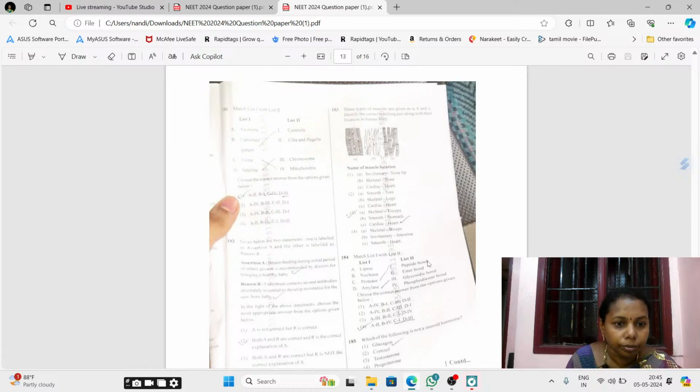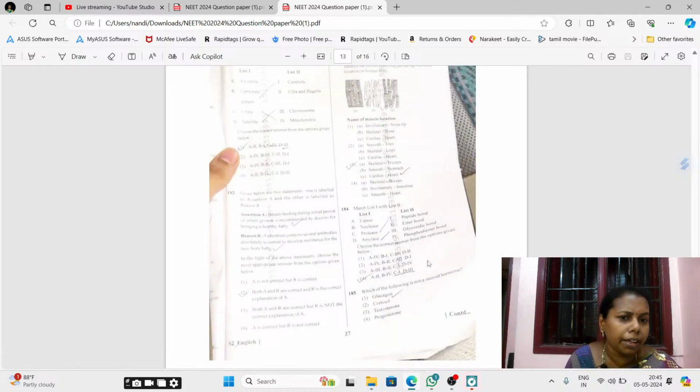181 is again a match. Axoneme we can find in cilia and flagella.